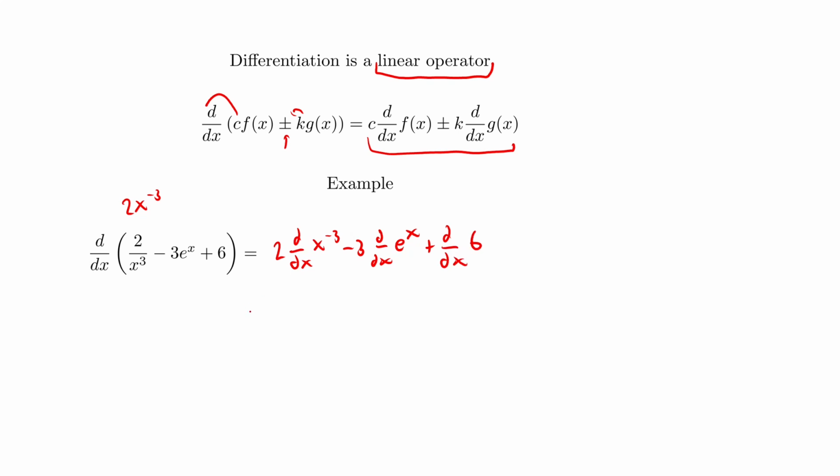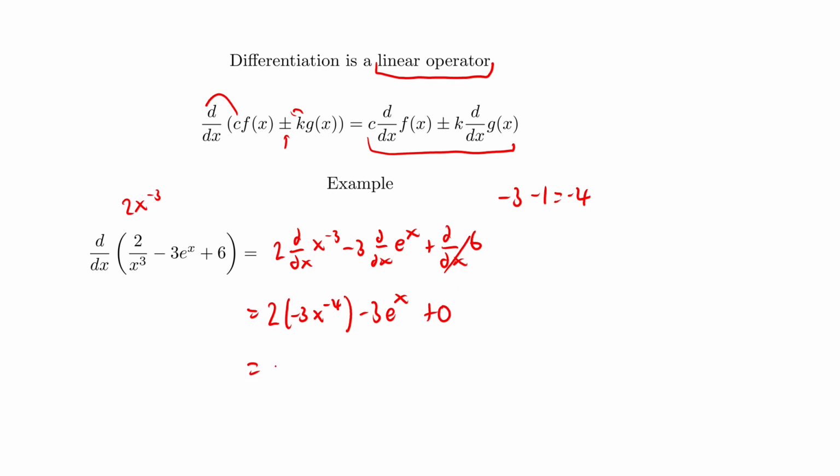So we can just do each of these term by term. If I want to find the derivative of x to the negative 3, again, we have to be careful here because we bring the negative 3 out front, but we need to reduce the exponent by 1. And when we reduce negative 3 by 1, we get negative 4. So this is going to be negative 3x to the negative 4. And then this will be minus 3 times the derivative of e to the x, which is just e to the x. And then we've got the derivative of 6. If we remember from the beginning, the derivative of a constant is just going to be 0.